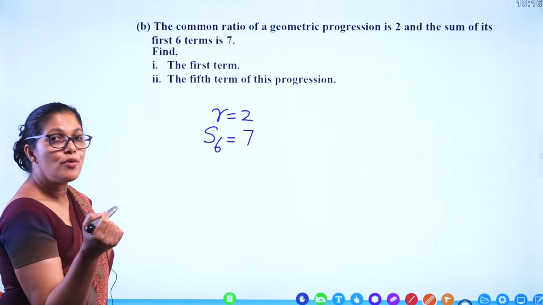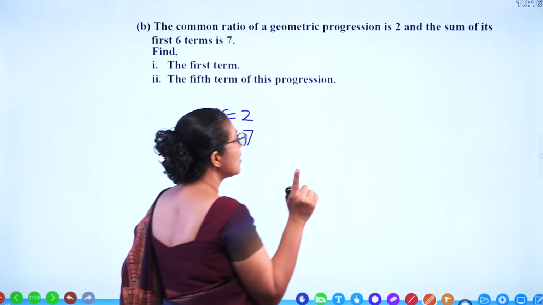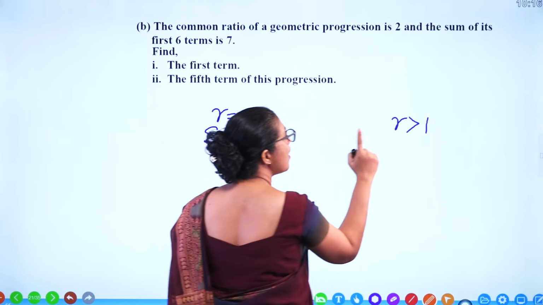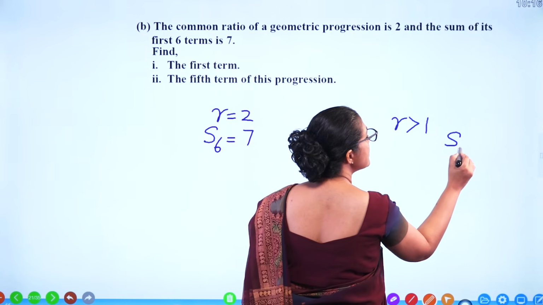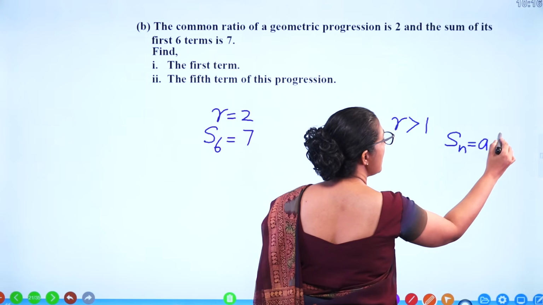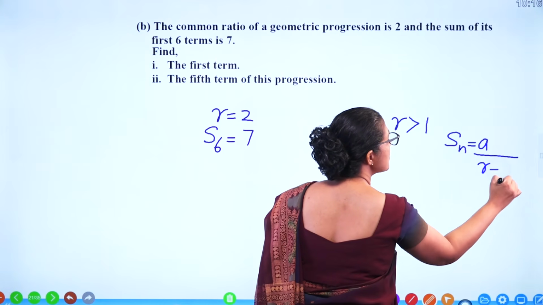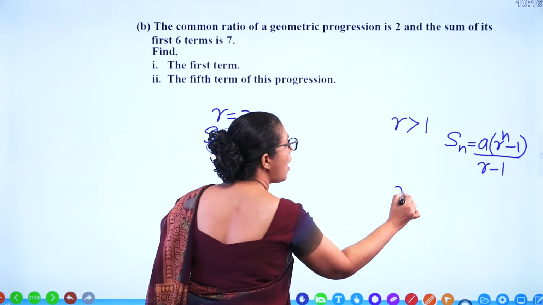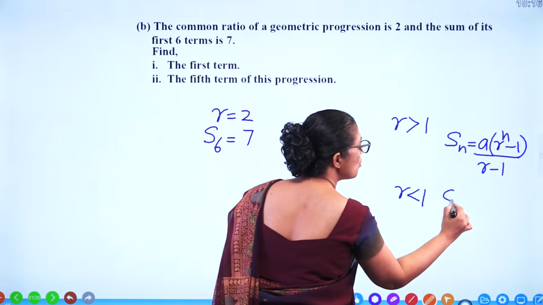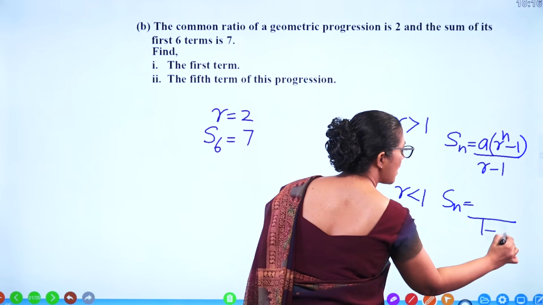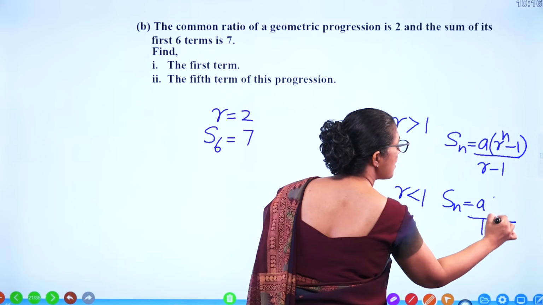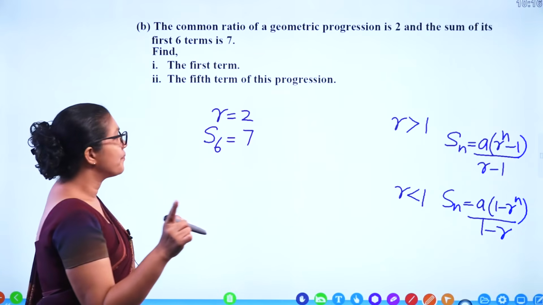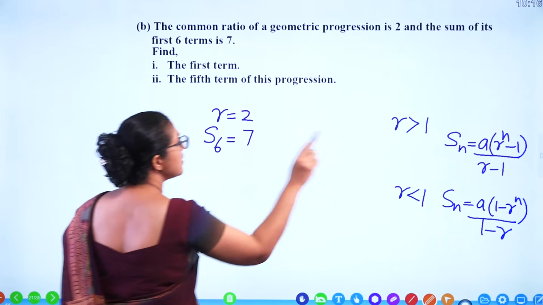So there is a formula you need to know. Can you remember? There are 2 ways you can write it. If r is greater than 1, whole numbers, you can write Sn equals a, r to the power n minus 1, over r minus 1. If r is less than 1, what you do? You take 1 minus r, and here a times 1 minus r to the power n. So which one is suitable here? r is 2, so you can take that one.